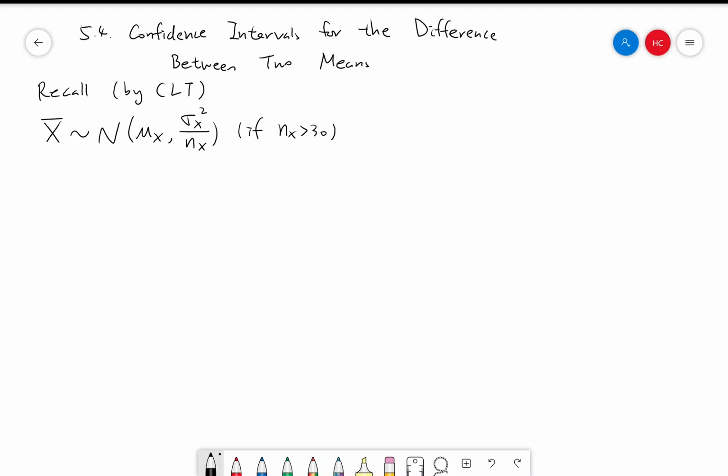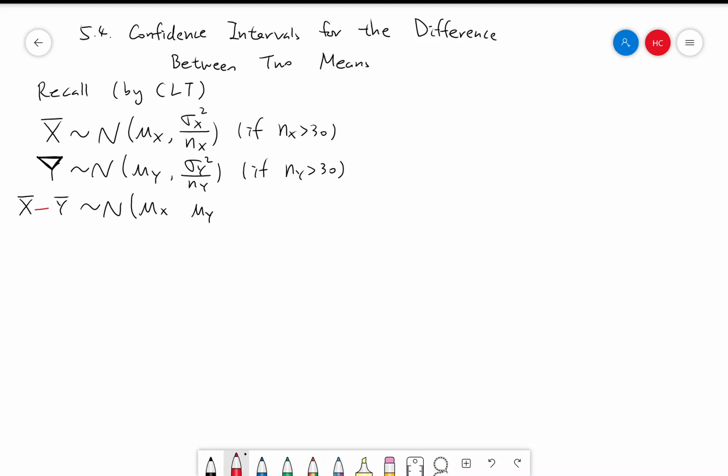Now, if we have another set of samples, it follows the same pattern. And we also need the sample size to be greater than 30. If we want to investigate the difference of these two samples, then we know if we take the difference of two normal distributions, the new mean is just the difference of the two original means, but the variance is actually the sum of the two original variances, and this is very important.